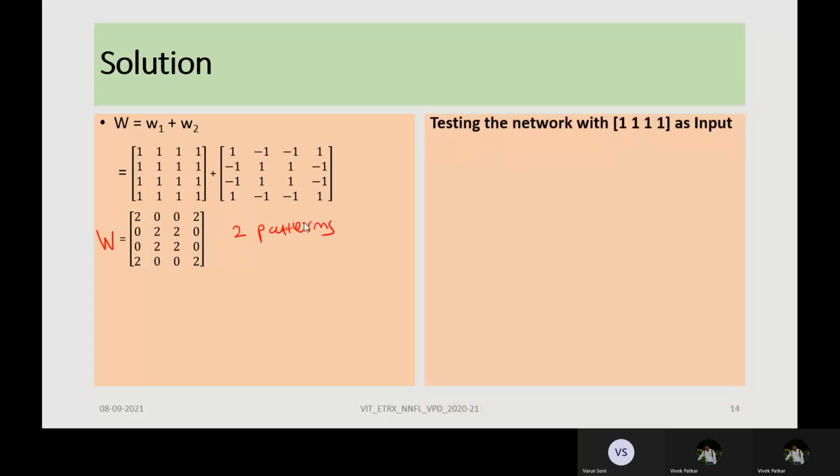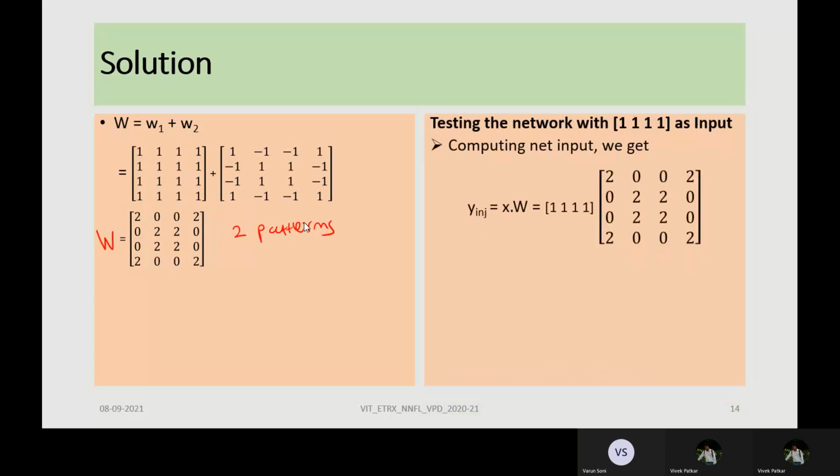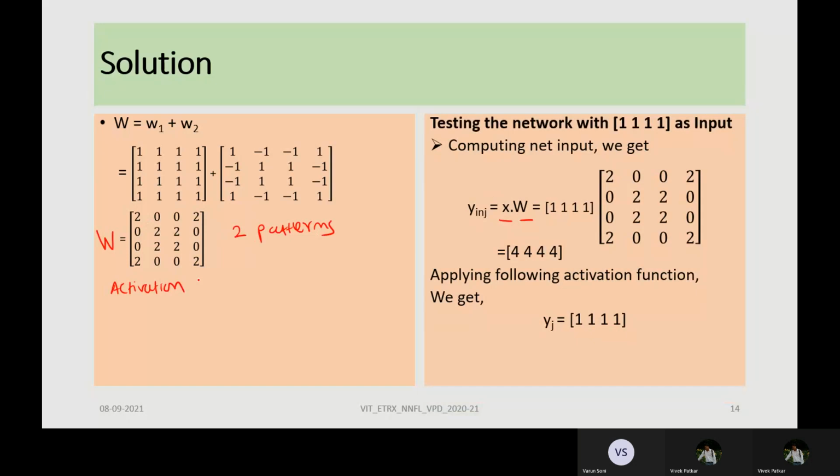So now, as the question says, we have to test for the first pattern. What do we do? Simply we take a dot product of x and w and apply the activation function. Here, please mention the activation function.